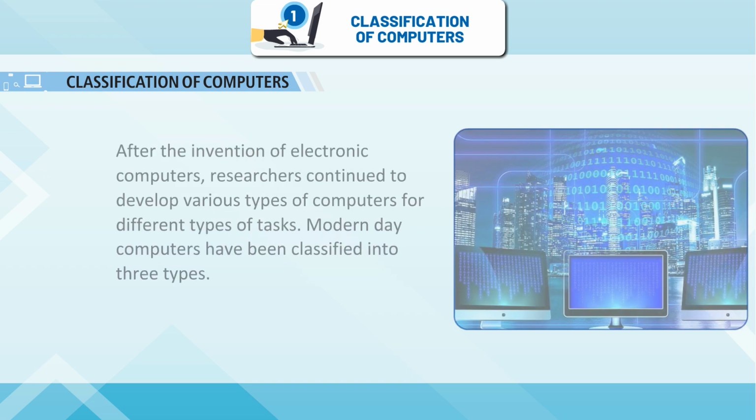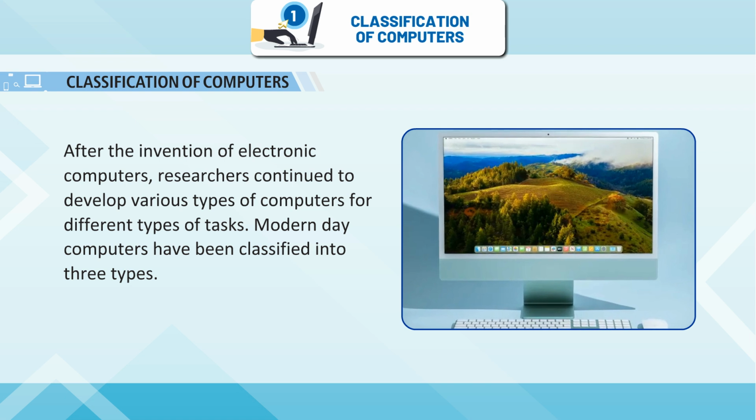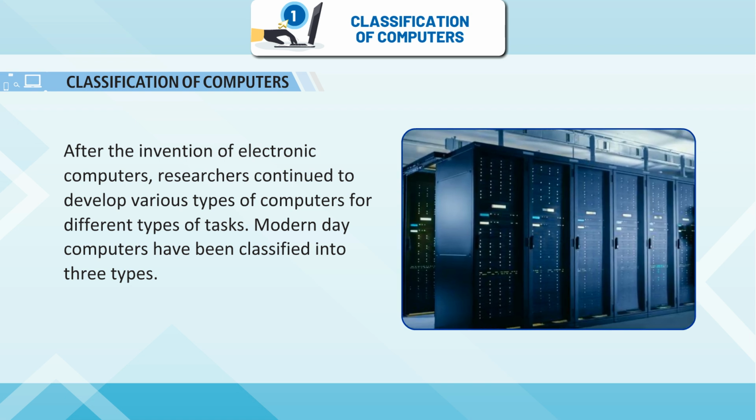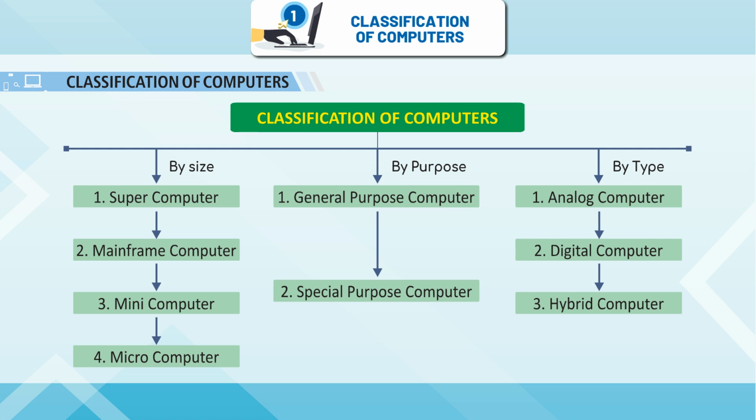Classification of computers. After the invention of electronic computers, researchers continued to develop various types of computers for different types of tasks. Modern-day computers have been classified into 3 types. Classification of computers by size: supercomputer, mainframe computer, mini-computer, microcomputer. By purpose: general-purpose computer, special-purpose computer. By type: analog computer, digital computer, hybrid computer.